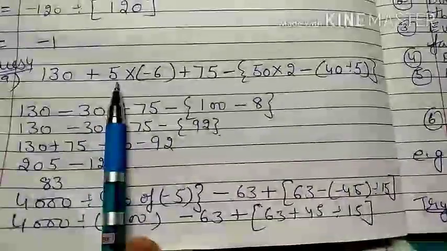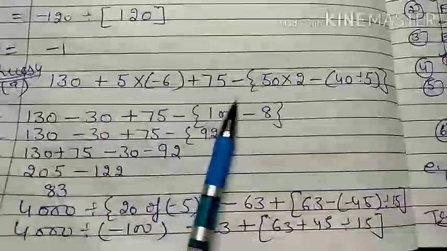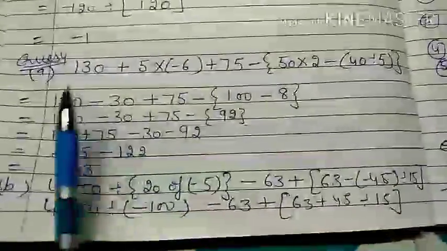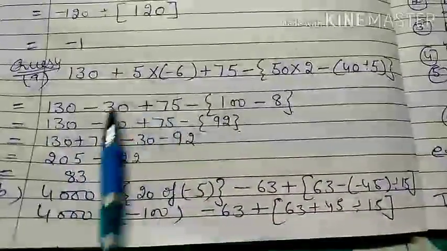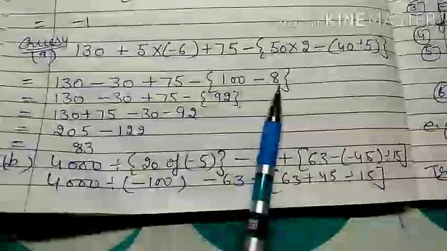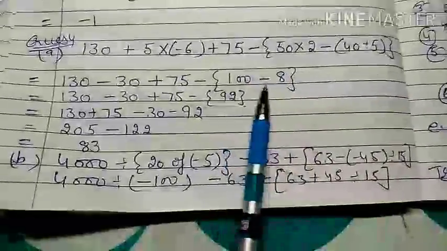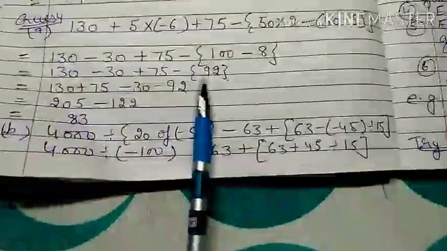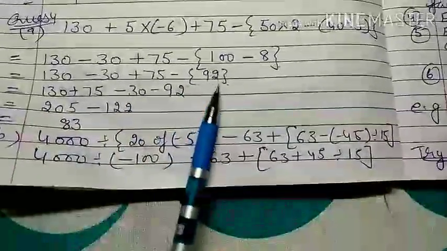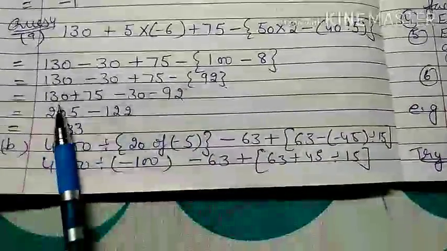130 plus 5 into minus 6 plus 75 minus 50 into 2 minus 40 divided by 5. First I solve this bracket, 5 into minus 6 here, and this bracket also. 40 divided by 5 gives me 8. 50 into 2 is 100, 100 minus 8 gives me 92. 130 minus 30 plus 75 minus 92.